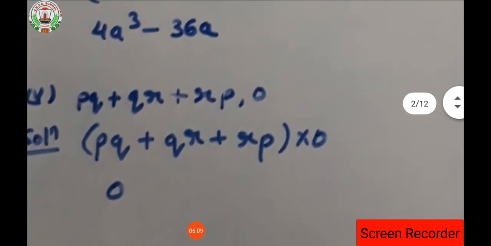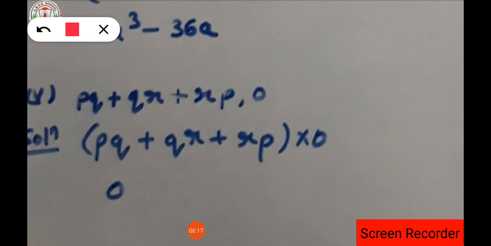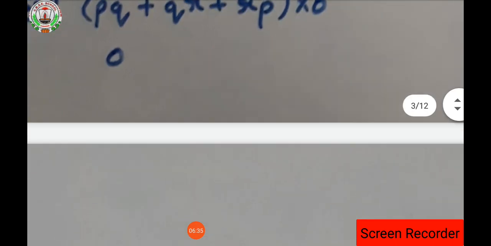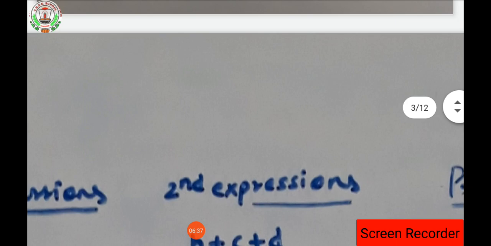Now the last part of the question, what it says that PQ plus QR plus RQ. Here the three numbers we are having, these three numbers are going to multiply with 0. So individually this 0 will multiply with each of the numbers. As we know that whatever number is multiplied with 0, the result will be 0 itself. So directly we are writing the answer as 0. Clear? Next one, question number 2.